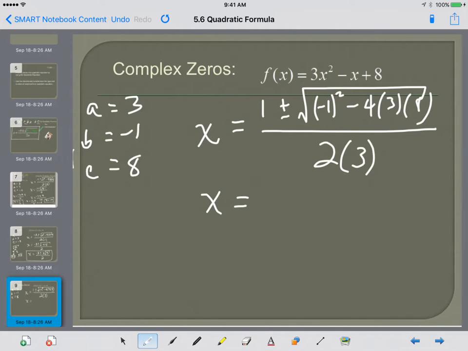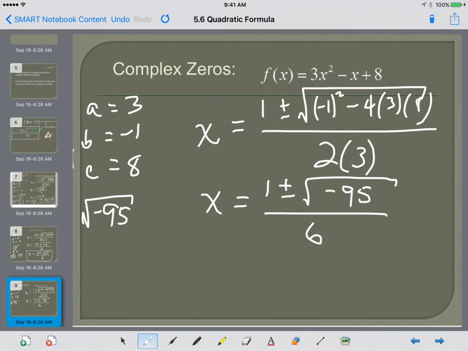We get x equals 1 plus or minus the square root. We have 1 minus 4 times 3 is 12, times 8, and we should get negative 96. So we have 1 minus 96, which would be a negative 95, all over 2 times 3, which is 6. Okay, you see the square root of negative 95.